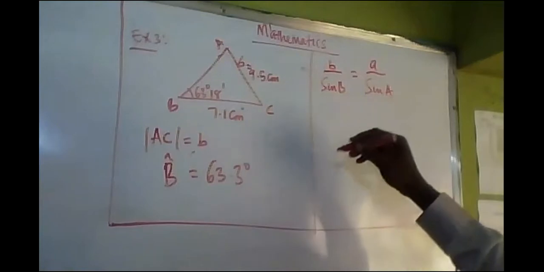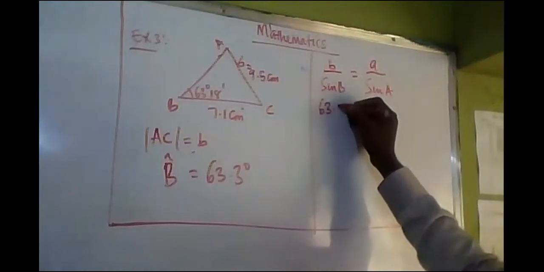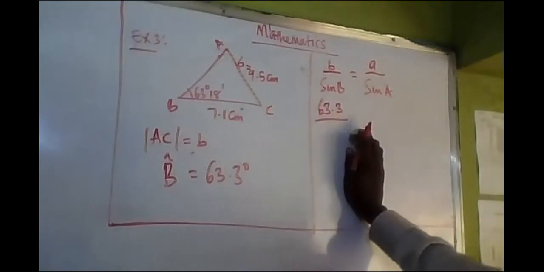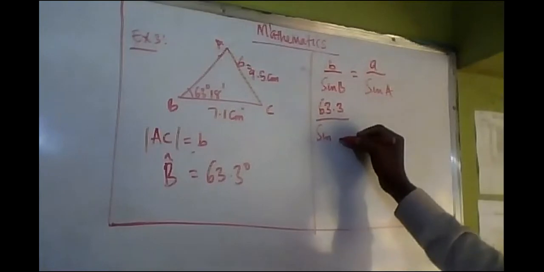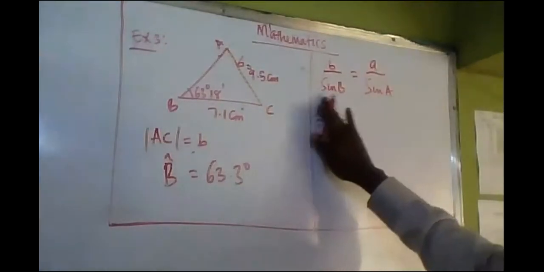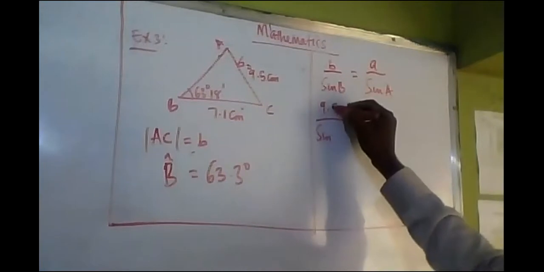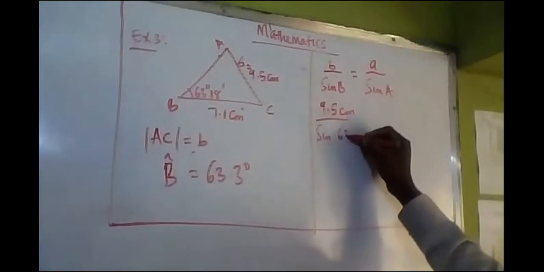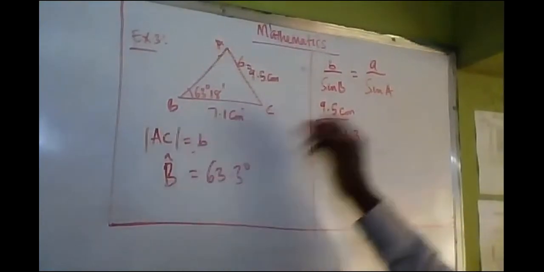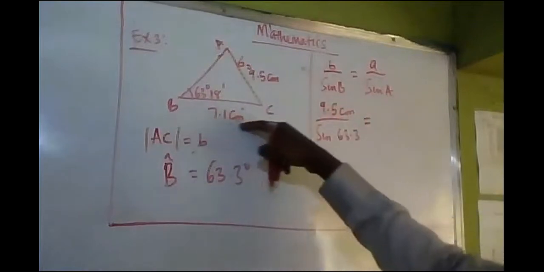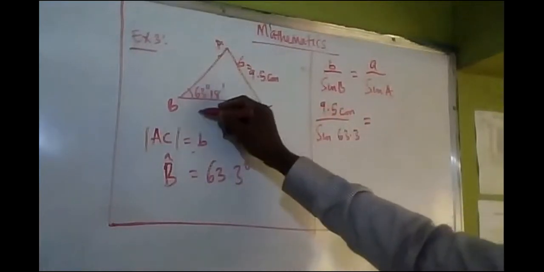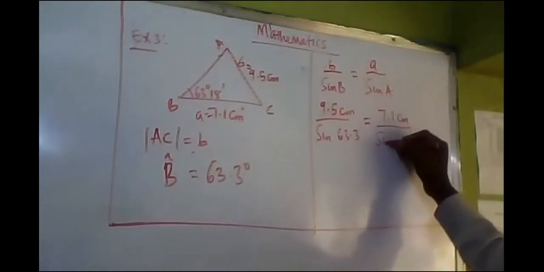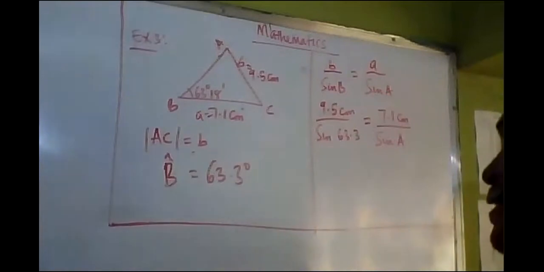So what is our B now? Our B is 63.3 over sine B is what? What is your sine B? Small b, sorry for that, small b is 9.5. Then your big B is sine 63.3. Mind you've converted already, equal to A. We have 1 there. So small a is 7.1 centimeter over what? Sine A. So we can get the angle.